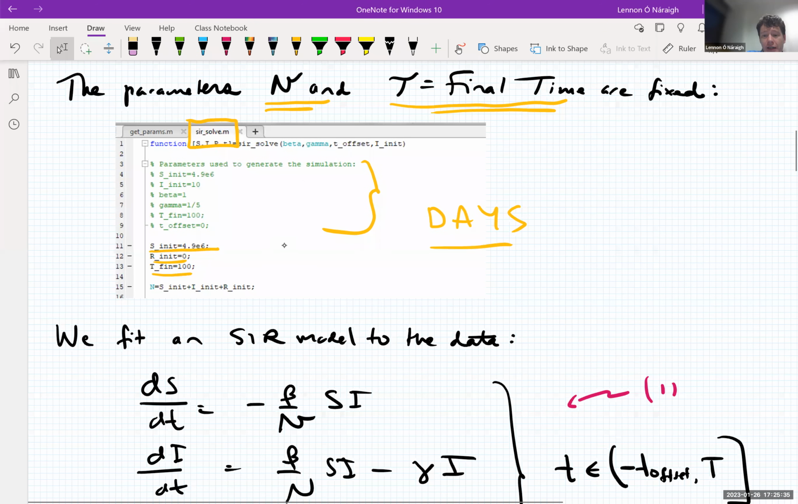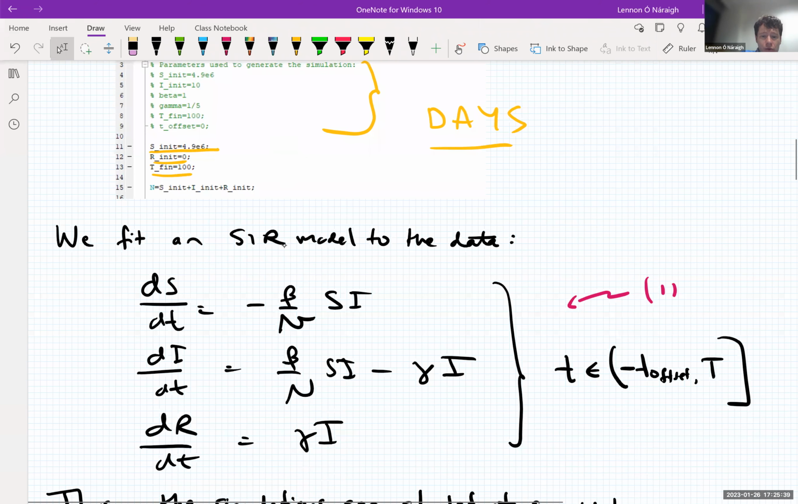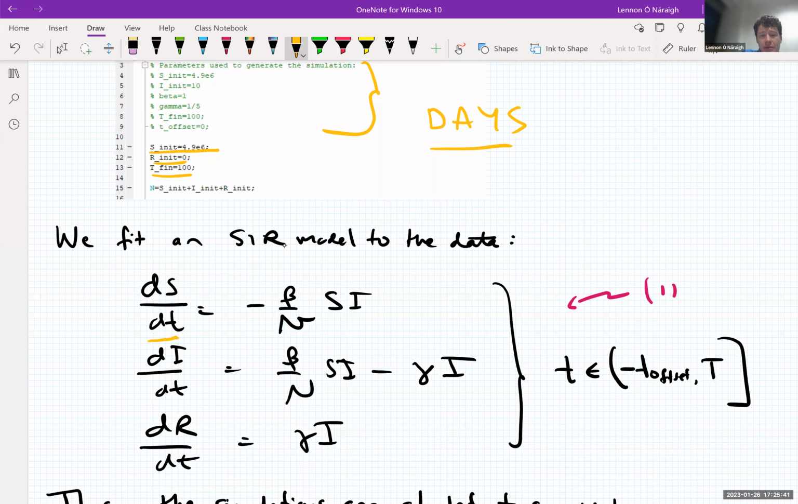So we're going to fit an SIR model to the data. Here are the equations. dS/dt equals minus beta over N times S I. dI/dt is beta over N times S I minus gamma I. And dR/dt is gamma I. So N is known. Beta is going to be an unknown parameter that we have to estimate. Gamma is another unknown parameter.